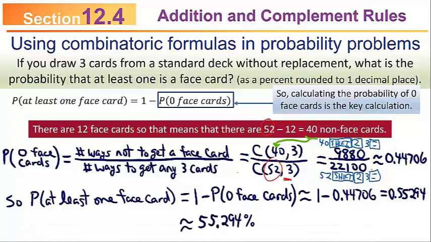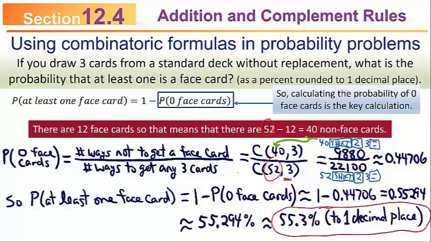Now change it to percent, which means you move the decimal place 2 places to the right, and finally you round that to 1 decimal place.